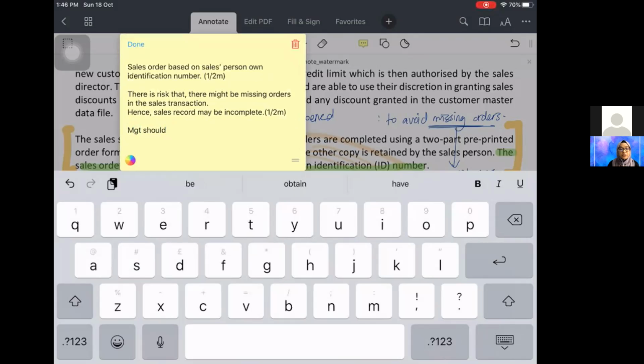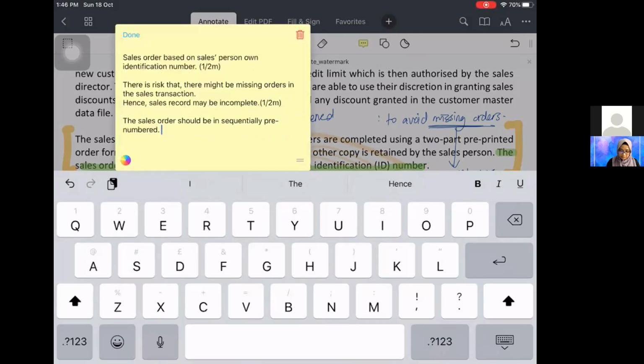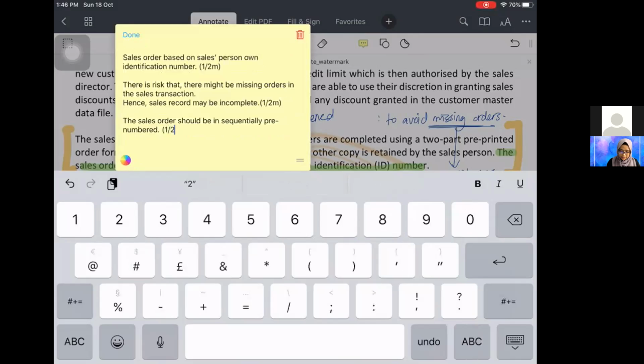Okay, so we know the internal document should be pre-sequentially numbered. So you just write that one. Management should, not management should, we say sales order. The sales order should be sequentially pre-numbered. Okay, so you write this one, you get your first half mark.